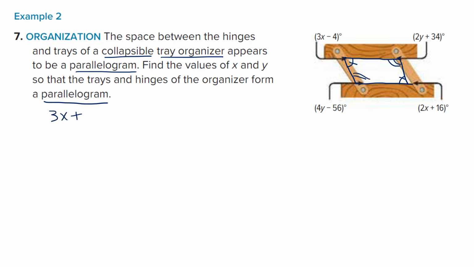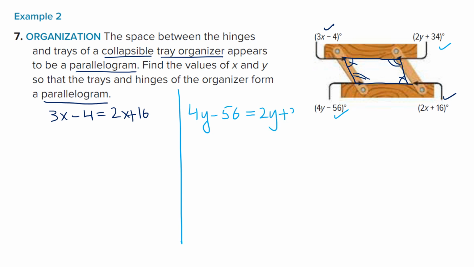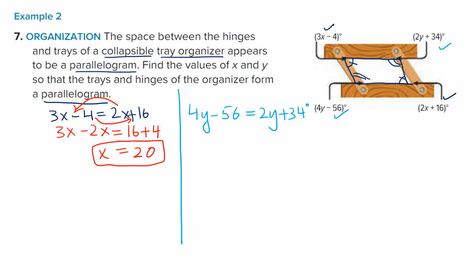So 3x minus 4 is equal to 2x plus 16. So this one is equal to this one and this one is equal to this one. So this is true, and 4y minus 56 is equal to 2y plus 34. This is true. So when these two conditions are satisfied, that's when you get a parallelogram. So let's solve. 3x, I move this here, minus 2x, I move the 4 here, 16 plus 4. This is 20. So x is 20. You've got the value of x.